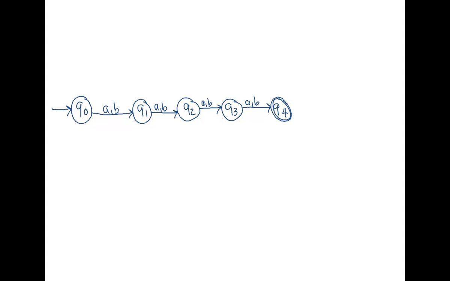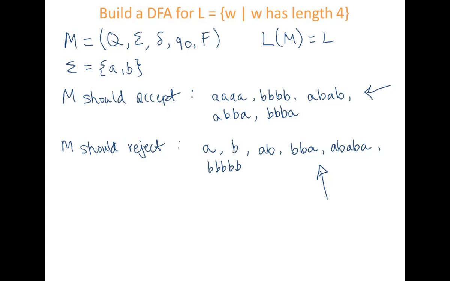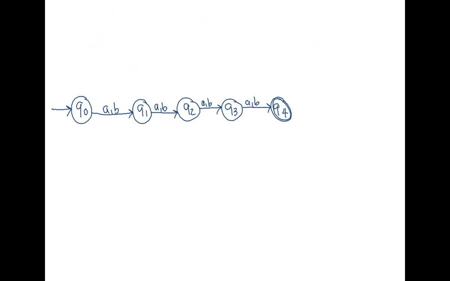Let's look at another string. Let's look at BBBBB, 5 B's. If I read the first B, starting in state Q0, I go to Q1. Then I read another B, I go to Q2. I read another B, I go to Q3. I read another B, I go to Q4. Now I need to read another B. But you notice I don't have any transitions left to take.